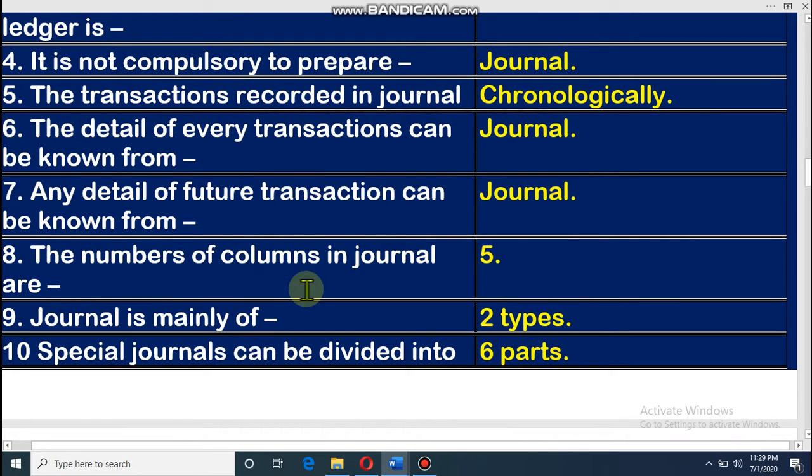The number of columns in journal is 5. There are 5 columns in journal. Dear student, at the time of doing journal, we have to draw 5 columns. In the first column we record the date, then particulars or related accounts, then LF, ledger folio, then debit taka, then credit taka. These are the 5 columns of journal.